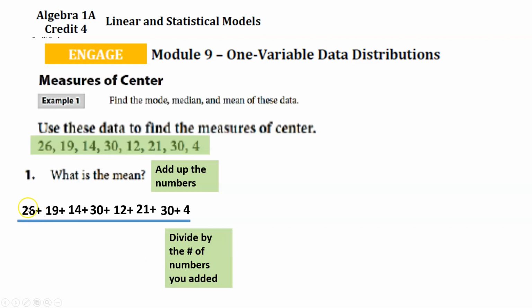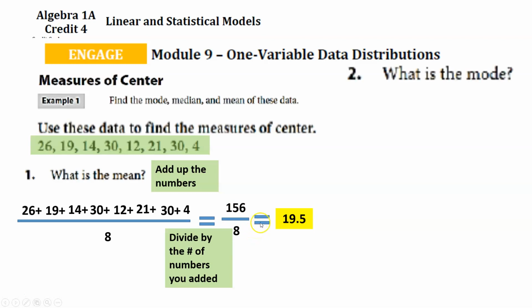So essentially that was 1, 2, 3, 4, 5, 6, 7, 8. 8 numbers. So once we add up all our numbers, we're going to get an answer. And we're going to divide that by 8. So I got 156. We'll go ahead and divide, take a moment to divide that out. And that would be 19.5.